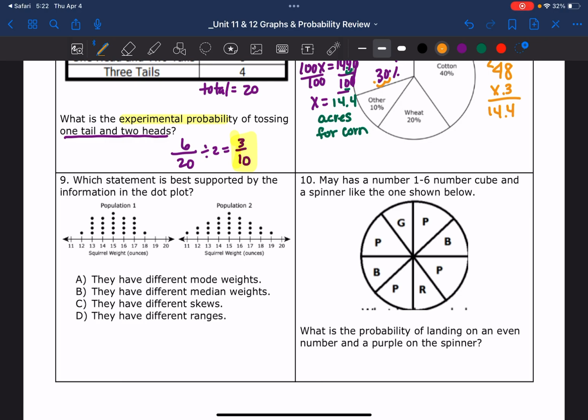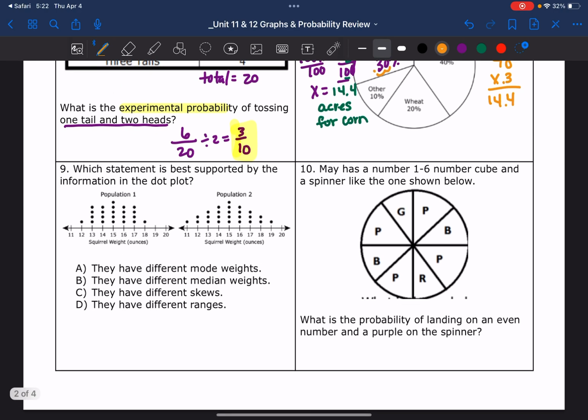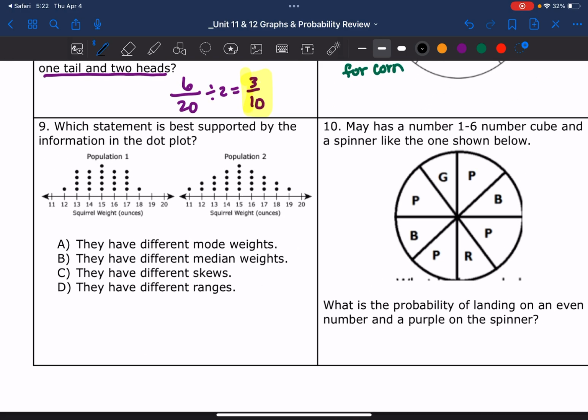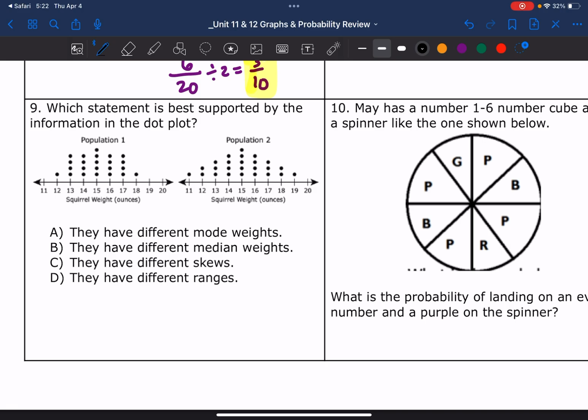Number 9 says which statement is best supported by the information in the dot plot. So here, I'm going to do this with 4 different colors, okay, so that we can show the difference between each answer choice. They have a different mode. Mode is going to be the most, okay? So here, if I look at population A, mode is going to be 15. In population 1, population 2 is also going to be 15. They are both 15. They are not different weights, so it cannot be A, because we're looking for the one that best supports it. Okay, let's look at B.